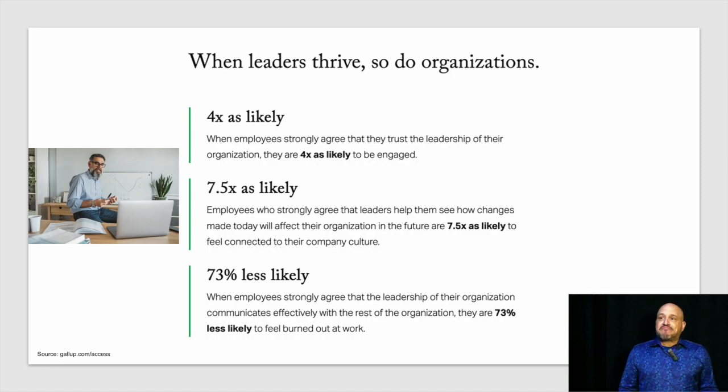We also find that employees who strongly agree that leaders help them see how the changes made today will affect their organization in the future. Remember that micro to macro. If we can paint that picture, if we can communicate that, those employees are 7.5 times likely to feel connected to their company culture. Leaders have an indelible impact on the learning culture, and we need to connect our older adults back to the technology learning culture of the organization by increasing and improving our communication.